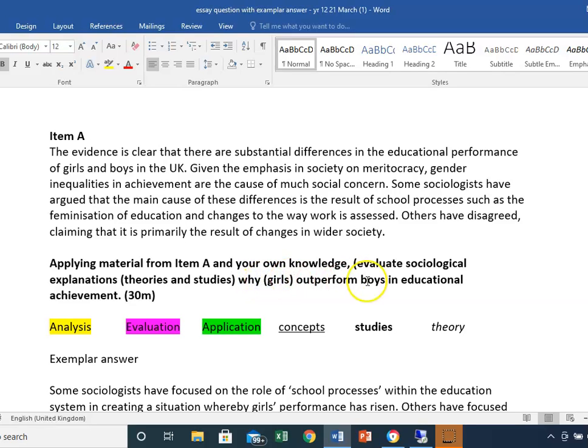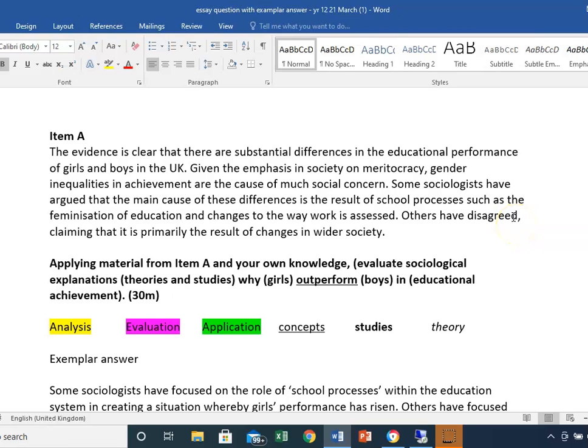Okay. And why they outperform boys. So I need to make sure that I talk about girls and boys in this essay. And the big application really is making sure that I'm constantly referring back to this idea of educational achievement. I want to keep on using that phrase, achievement or educational achievement, in particular, why they outperform boys. And that might be where I might be able to get some of my evaluation in and suggest that actually maybe they don't always outperform boys.